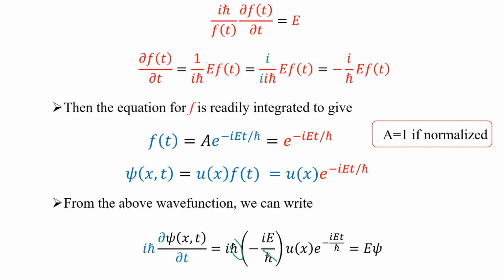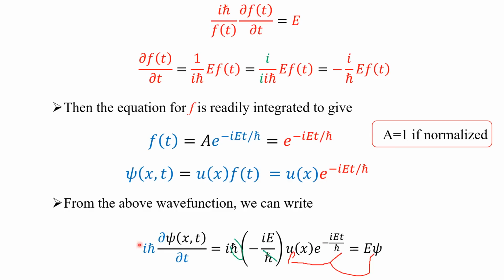And you know very well, this is nothing but the total wave function. That is u of x and the exponential term together give the total wave function psi. So we got the solution that i h cross times the partial time derivative of psi is equal to E psi.